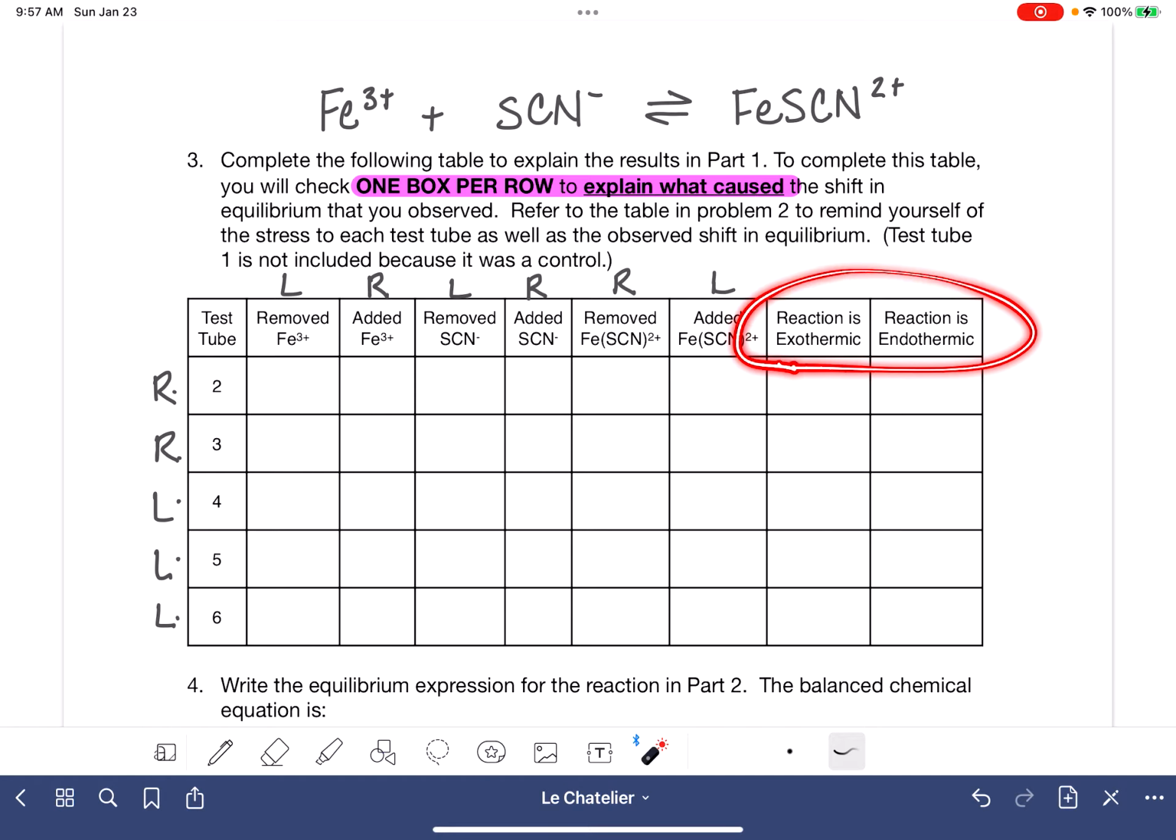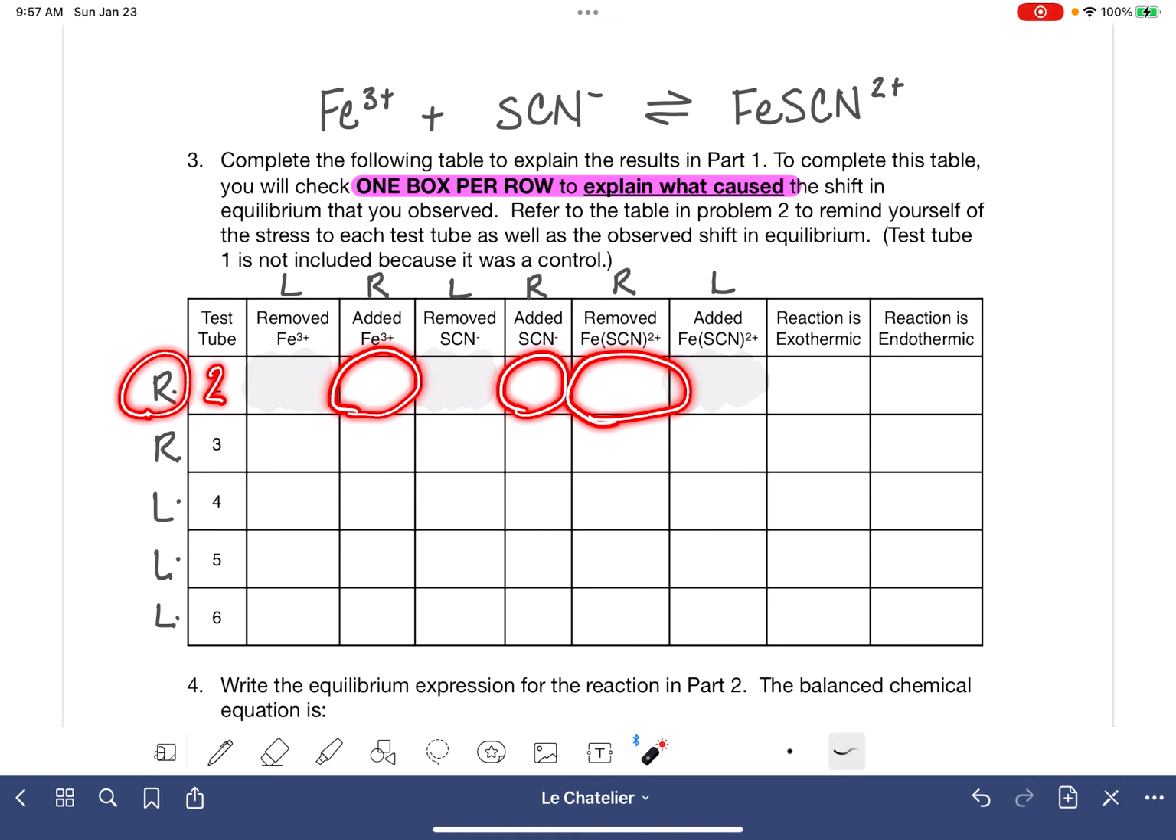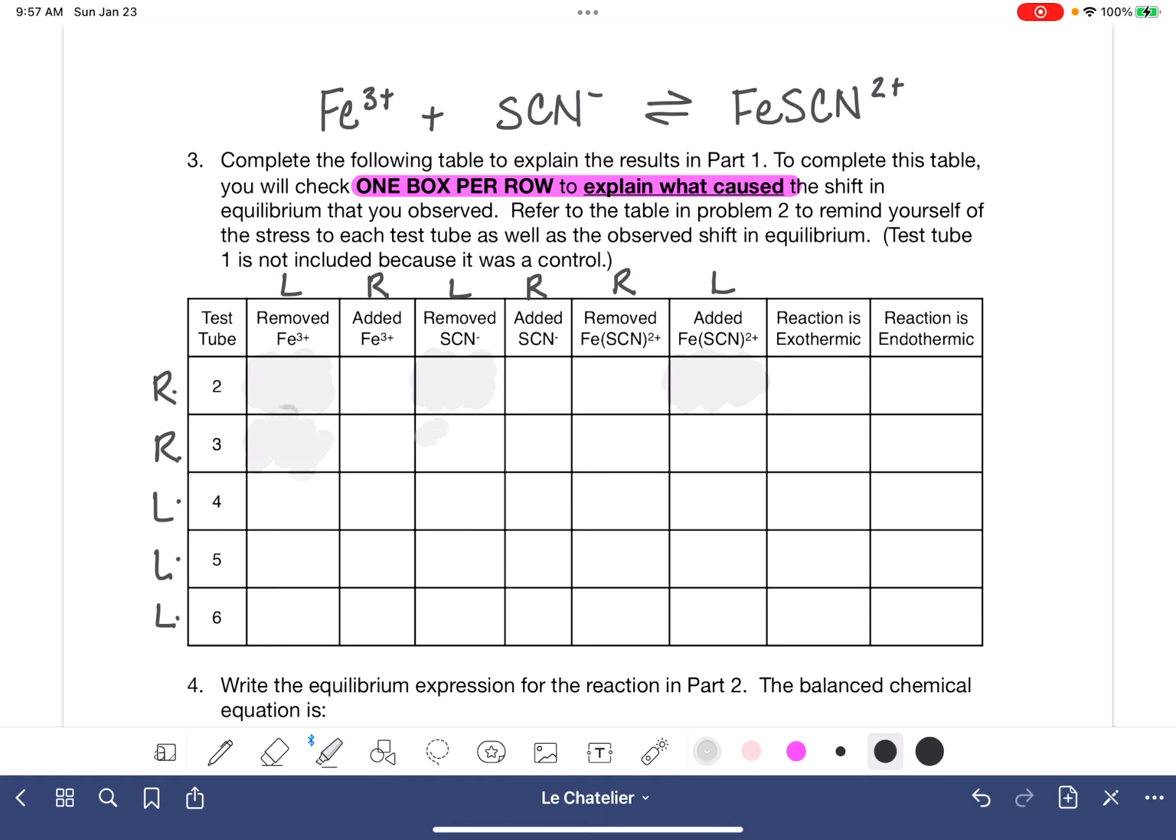Now, in terms of exothermic and endothermic, we haven't figured that out yet. So this part we don't know yet. So for test tube number 2, we know that the position of equilibrium shifted to the right. So we also know that we will not be selecting any one of these boxes that correspond to a shift to the left. Test tube number 2 shifted to the right, which means we need to be selecting one of these stressors that corresponds to a shift to the right. And the same with this one down here. For test tube number 4 and 5, shifting to the left, we know that we need to be selecting a stressor that corresponds to a shift to the left. So I'm going to cross these out.